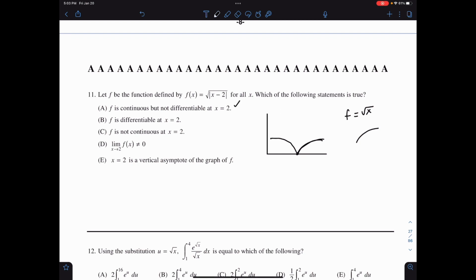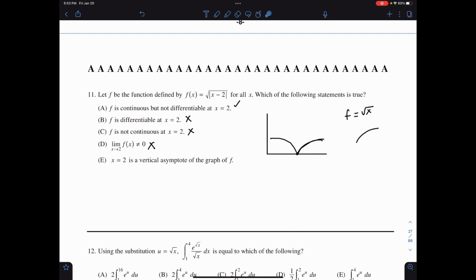But let's just check the others to make sure we didn't make a mistake. So now we have that f is differentiable at x equals 2. Well, this is not possible, because we can't get a slope at that point. Then we have f is not continuous at x equals 2. This is definitely not true, because like I said, the limit from both sides equals the same value, and that is equal to the value at that point. So it is continuous. The limit as x approaches 2 of f of x does not equal 0. This is not true, because the limit as it approaches 2 from both sides is 0.